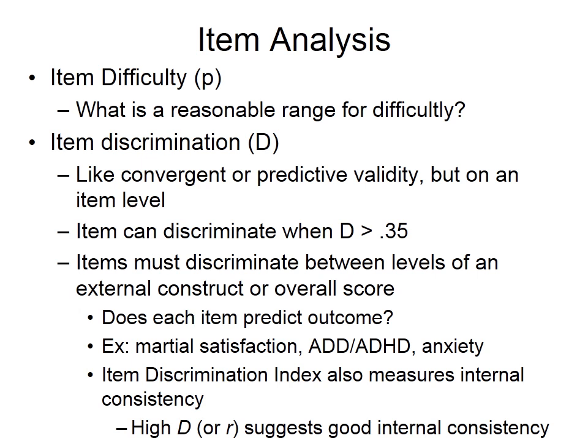So how does each item predict that outcome? Item discrimination indexes also measure internal consistency. The higher the overall D, so if you calculate the D for each item, and then create an overall average D, in other words, a mean of all the discrimination scores, that also suggests a good internal consistency. It's fairly similar to R. The higher that overall D, the more internally consistent that test is, the more each item is fairly good at predicting whether someone is a top or bottom performer.